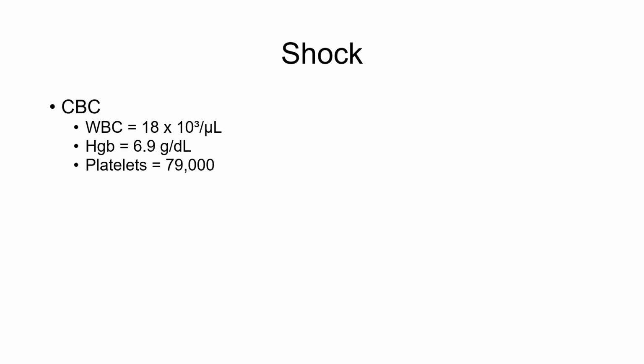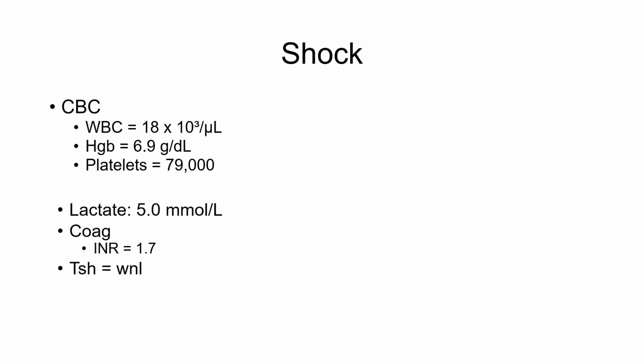Turning to the patient's initial lab work, we can find a CBC showing a white blood cell count of 18, hemoglobin of 6.9, and platelets of 79,000. So leukocytosis, some pretty severe anemia, as well as thrombocytopenia. The patient has an elevated lactate of 5.0. Coags are slightly elevated with an INR of 1.7, and his TSH is within normal limits.